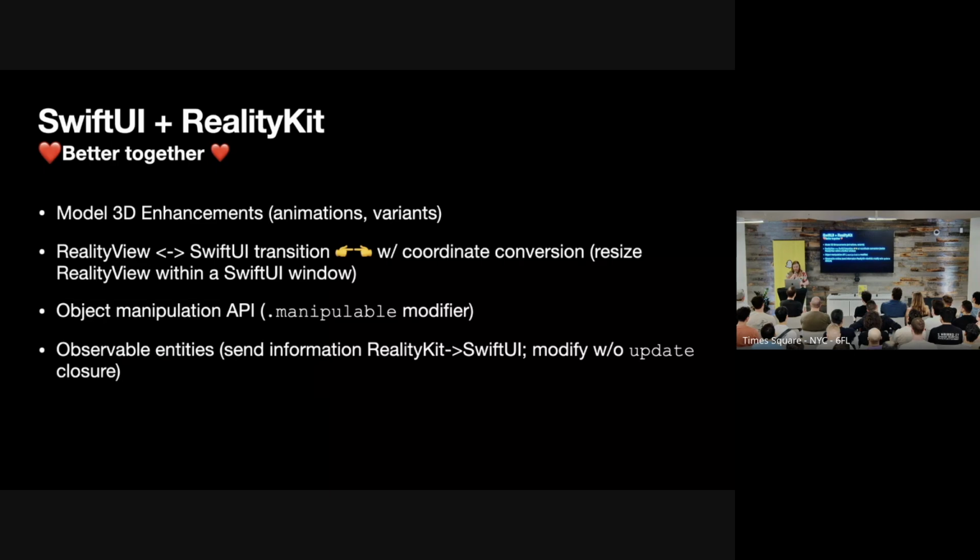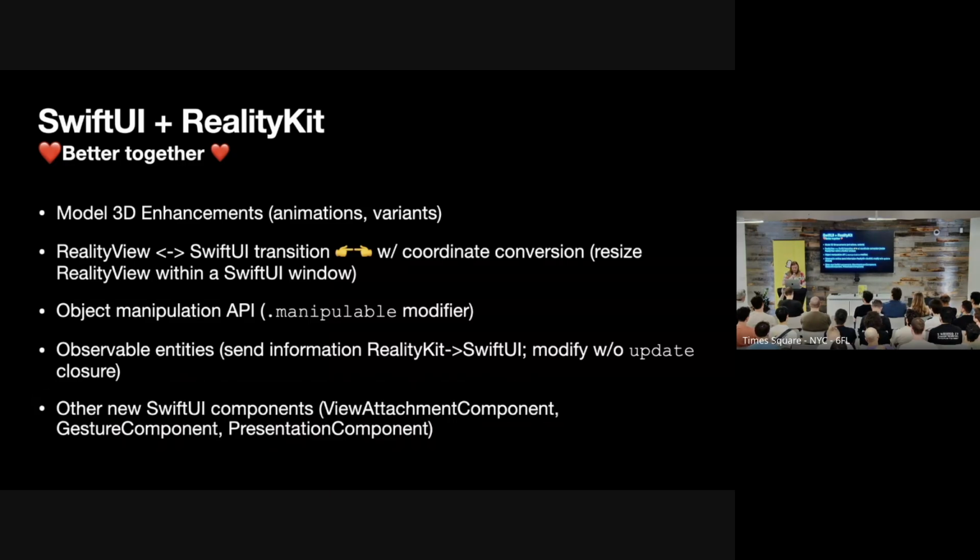Observable entities. So entities in the RealityKit space, you can now observe properties of them in SwiftUI and respond to them, change them. Before, you had to do this in this update closure that runs every frame. When you're doing that, it's very easy to get into spots where you check something or do something too often. It's very easy to accidentally hit a performance issue.